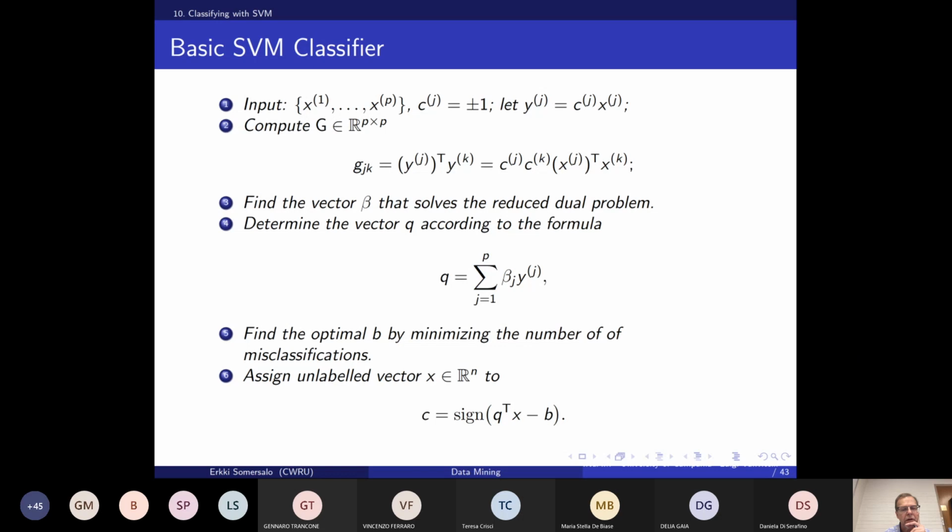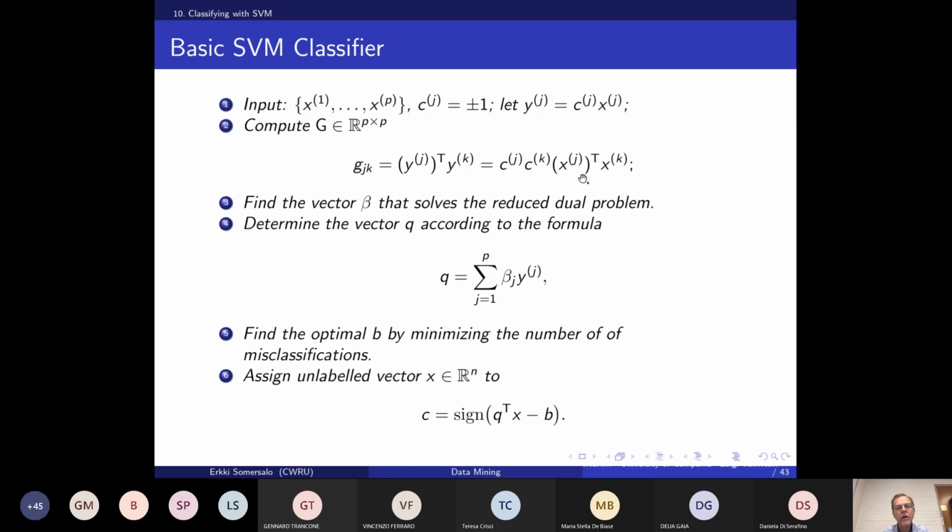Once you have the vector beta, you define your Q, which is the vector perpendicular to the hyperplane, and then your classifier is simply the sign of Q transpose X minus B, where X is any data which is unlabeled and you need to label. Okay, so this is the whole algorithm, and there is an interesting feature here.